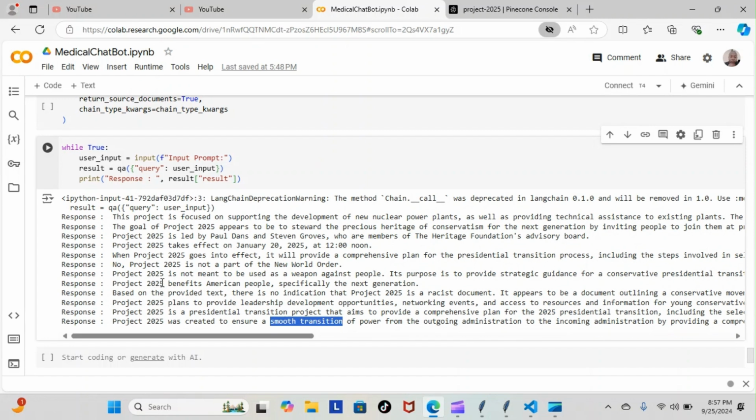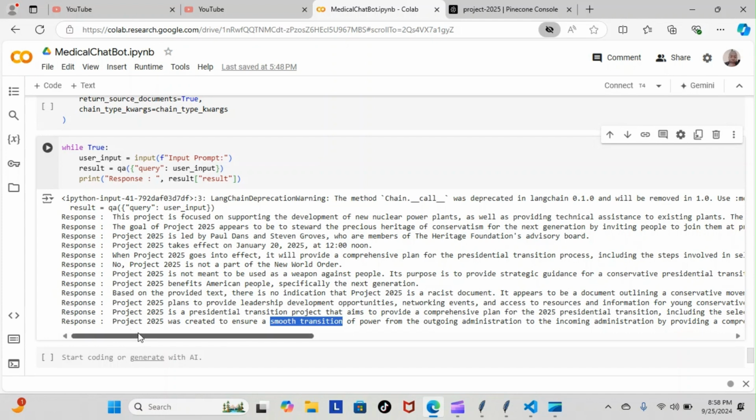What are the benefits of Project 2025? Who benefits from Project 2025 is what I asked. And it says Project 2025 benefits American people, specifically the next generation. Then I asked, is Project 2025 considered racist? Because you hear a lot of chat around this and how it's geared towards harming people and being used as a weapon. So I just asked it flat out, and let's see what it says.